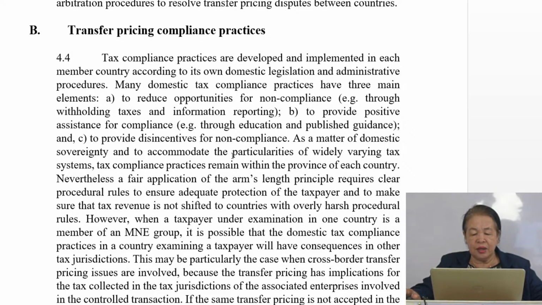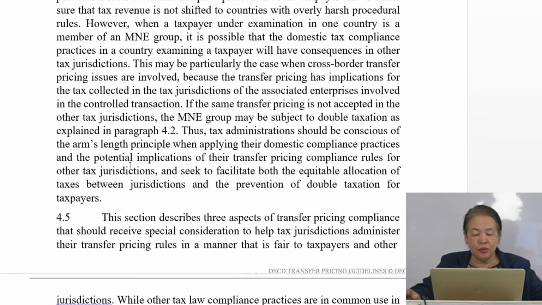However, when a taxpayer under examination in one country is a member of an MNE group, it is possible that the domestic tax compliance practices in a country examining a taxpayer will have consequences in other tax jurisdictions. This may be particularly the case when cross-border transfer pricing issues are involved, because the transfer pricing has implications for the tax collected in the tax jurisdictions of the associated enterprises involved in the controlled transaction. If the same transfer pricing is not accepted in the other tax jurisdictions, the MNE group may be subject to double taxation as explained in paragraph 4.2. And we want to avoid double taxation, no?